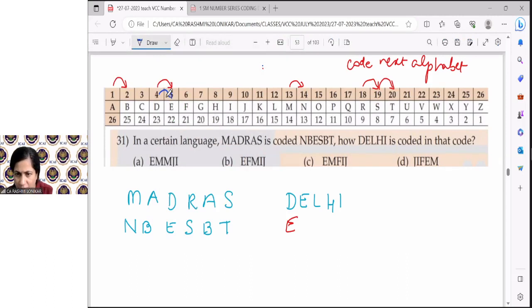I'm trying to write DELHI in a code. D, it is E. E, it is F. L, it is M. H, it is I. And I, it will be J. Okay. Write it more neatly than I have. D, E, L, H, I. Okay. E, F, M, I, J. So B will be the correct answer.